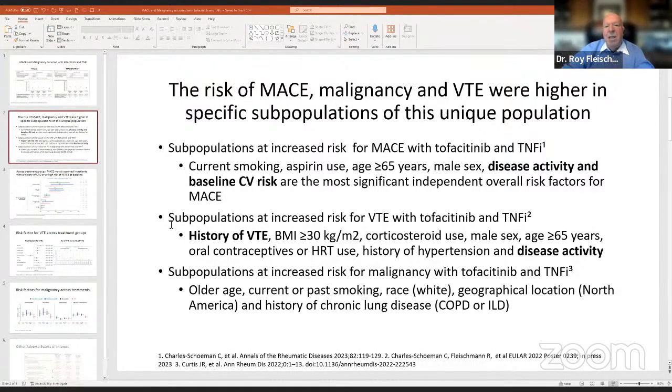With respect to VTE, it occurred with both as well, but what were the risk factors? It was a history of VTE, which is the major risk factor, but also being overweight, corticosteroid use, male sex, being older, oral contraceptive or HRT use, history of hypertension, and disease activity. And then for malignancy, for tofacitinib and TNF, it was older age, smoking, and geographic location; it was more in North America. Why, I don't know, but I think there was more smoking in the US. And the history of chronic lung disease, COPD or ILD. Those are the risk factors.